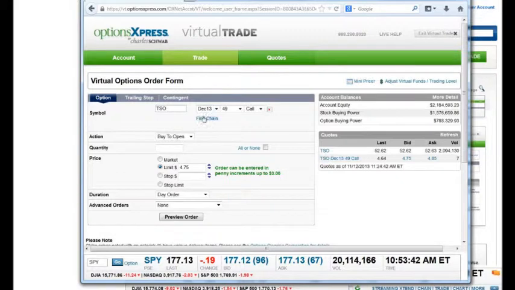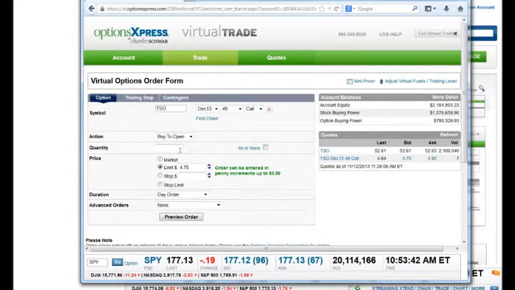All right, so we'd be buying December 13, $49 calls, and this would be buy to open. Now, if it was a put, it's still buy to open. Okay, calls or puts, buy to open.